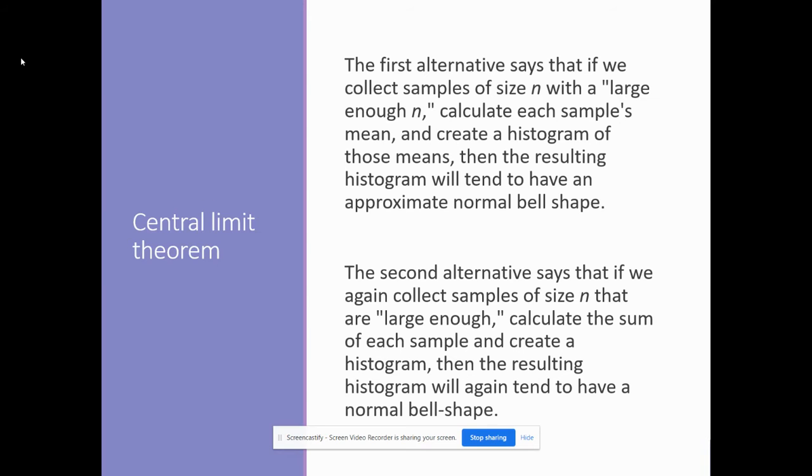So the first alternative says, if we collect samples of size n with large enough n's, we can calculate each sample's means and create a histogram of those means that result, the histogram tending to have an approximate normal bell shape. All right, well, what the heck does that mean? What that means is this.